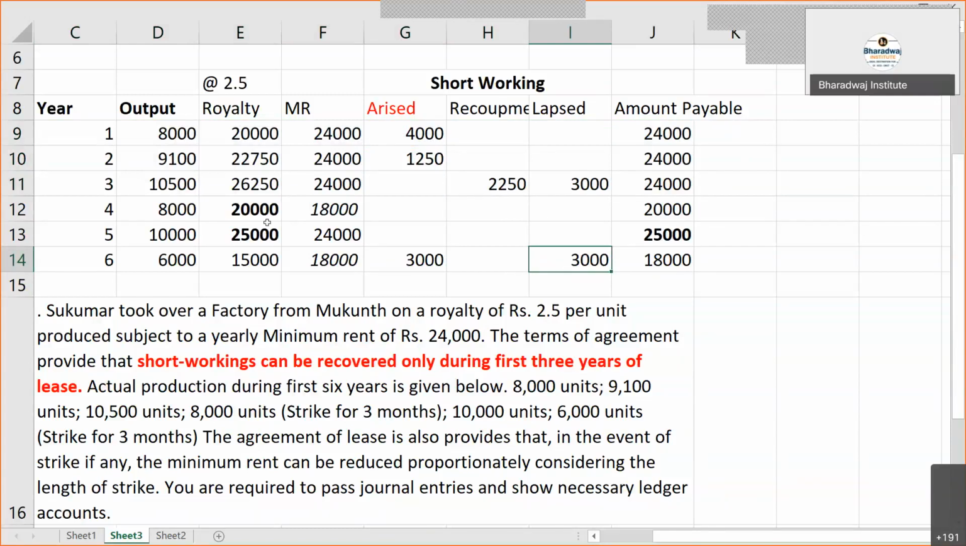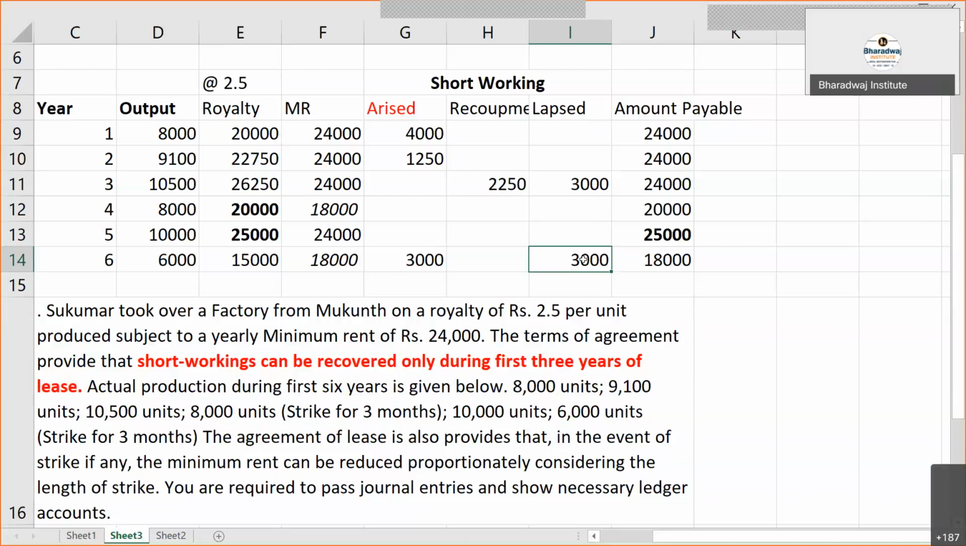Fourth year, royalty is 20,000. Minimum rent is 18,000. Now, which one will you pay? Royalty or minimum rent? Royalty only you got to pay. Why? Because minimum rent is payable only when the royalty is less. Royalty is more, you pay that royalty. Fifth year also, 25,000 you pay. Sixth year, minimum rent you have to pay 18,000. But production is only 15,000, which means there is a short working of 3,000, which cannot be adjusted. It will be taken as a lapse.